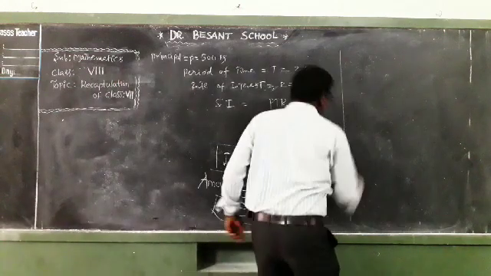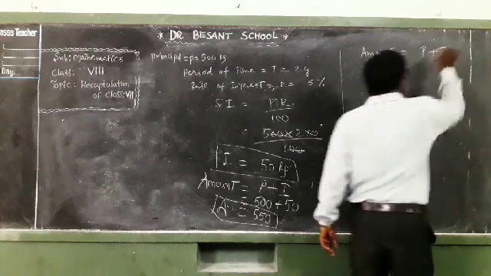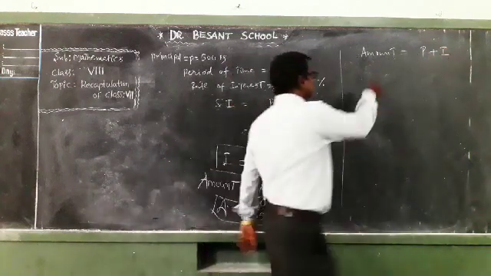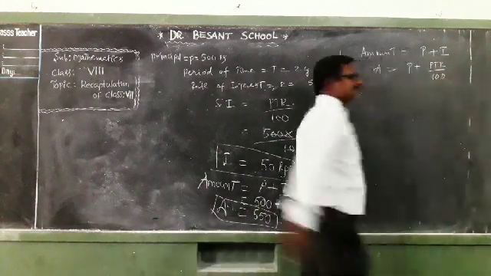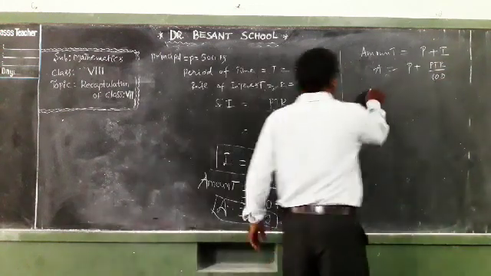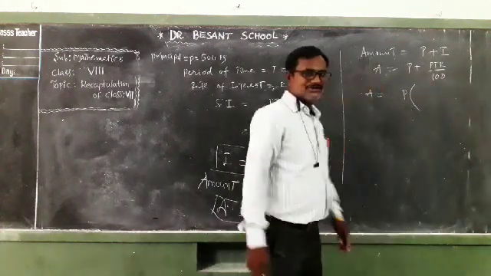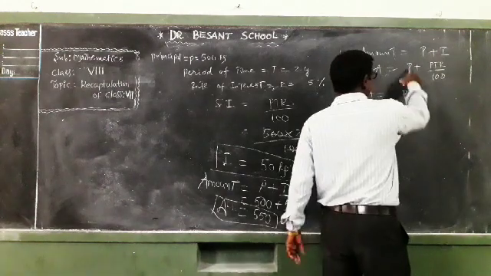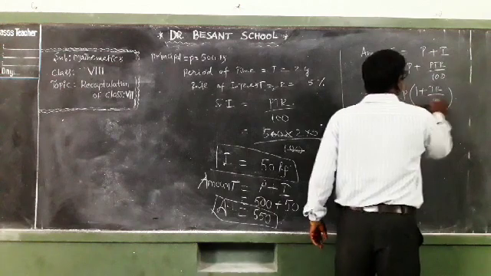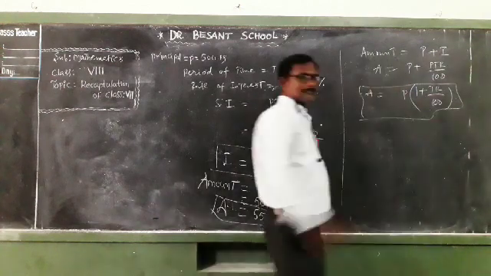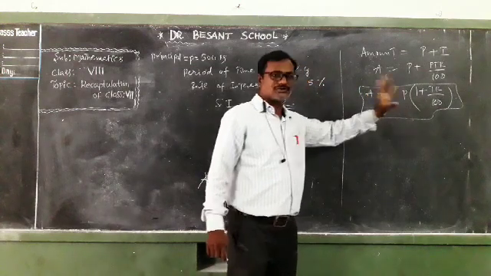If you observe, amount is nothing but principal plus interest. So amount is equal to principal plus I, which means PTR by 100. So A is equal to, from this, what is the common variable? P. We can take it out as common. So the quotient is 1 for the first term, P into 1. Plus, already having taken P as common, it is TR by 100. So A is equal to P into (1 plus TR by 100). This is the direct formula to find amount through simple interest.